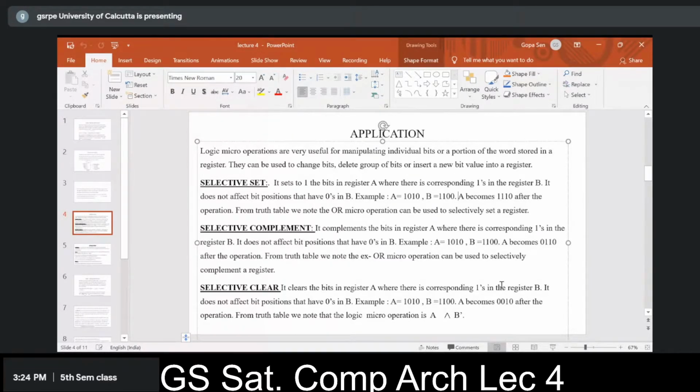Again, if you look at the truth table, you will find that the logic micro operation required is A AND B bar. To achieve selective clear, the logic micro operation required is A AND B bar.